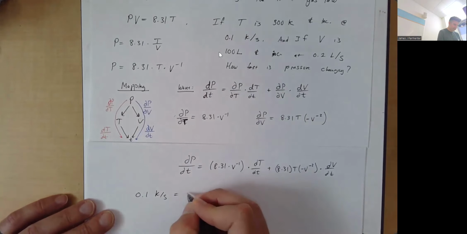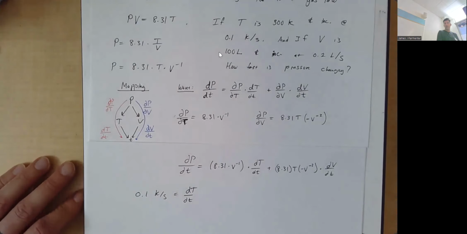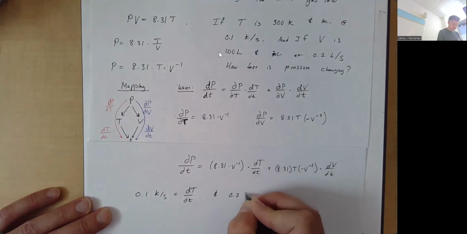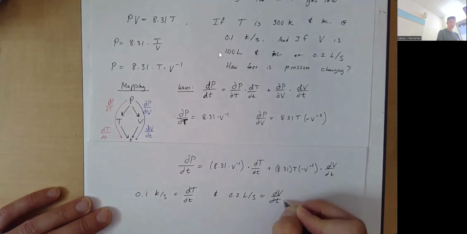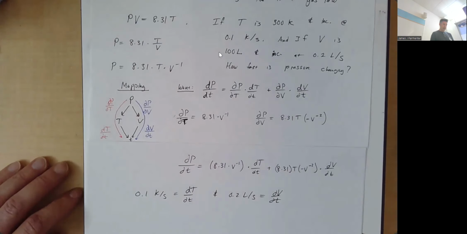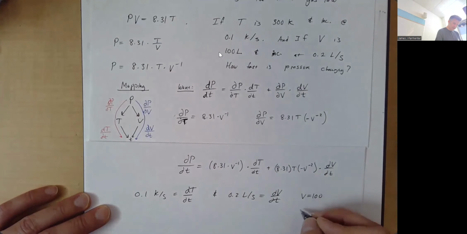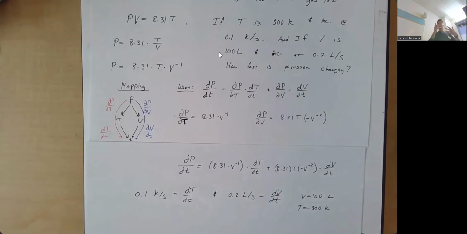The increasing part tells us that 0.1 kelvins per second is how temperature is increasing. That means that's equal to dT/dt, right? The rate that the temperature is increasing is the derivative of the temperature. And similarly, 0.2 liters per second is equal to our dV/dt. That's how fast the volume is changing. And we know that V is equal to 100 liters, and T is equal to 300 kelvins. And now we're going to jam all that into this to find our answer.